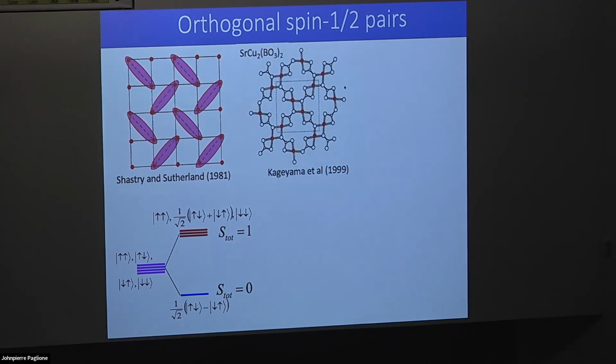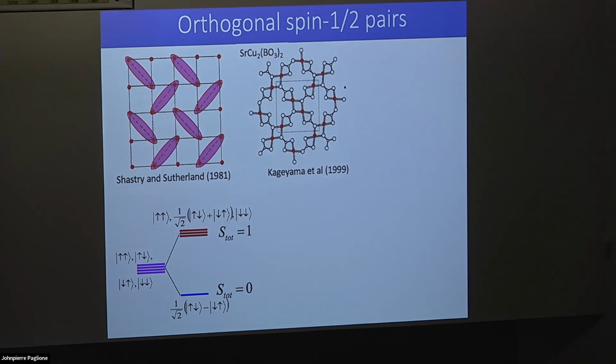And of course, to do an experiment, we need a material. And amazingly, this group, Kageyama et al., some years ago found a compound that really does form this kind of model, with fairly strong interactions between spins along these diagonal directions, but much weaker interactions along these directions. So this is the strong interaction, and this interaction is much weaker.